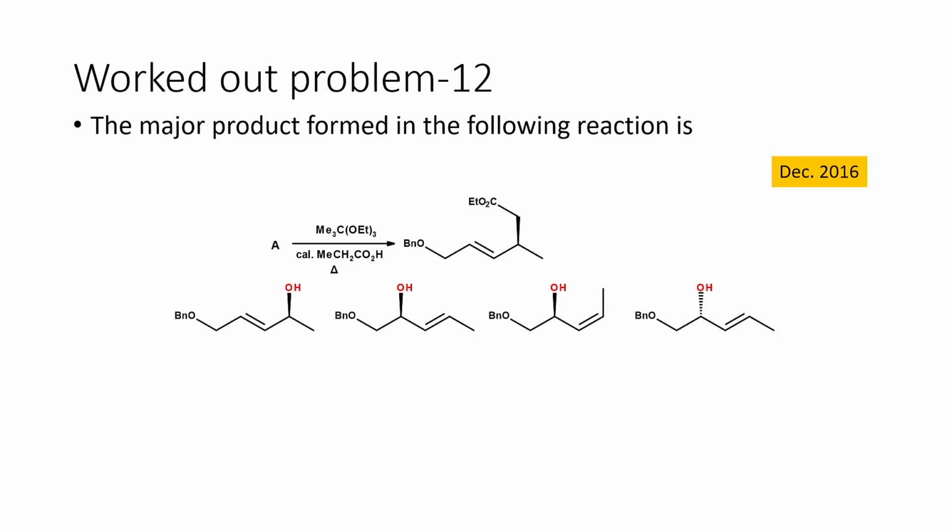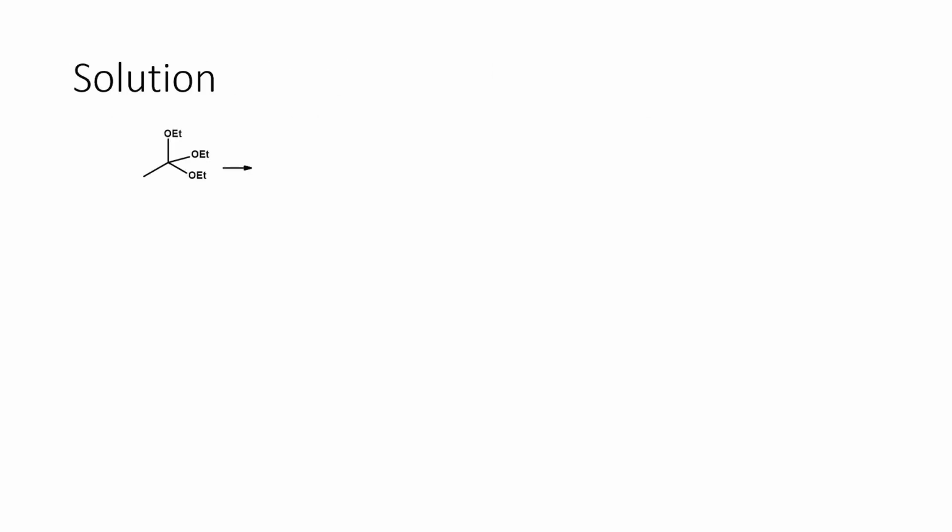So the major product formed in the following reaction sequence, this question was asked in December 2016. We don't know what the starting material is. It is treated with triethyl orthoformate, and a catalytic amount of propanoic acid is used, and this reaction is heated to give some product as shown here. We have to now find out what the starting material is. There are 4 combinations given, A, B, C, D.